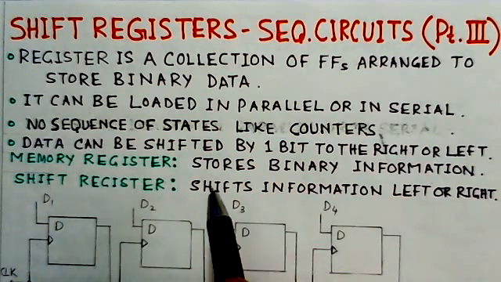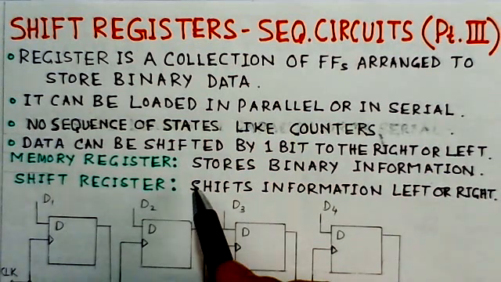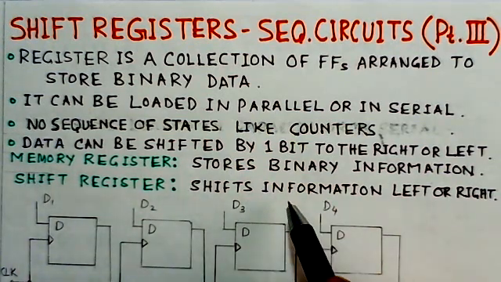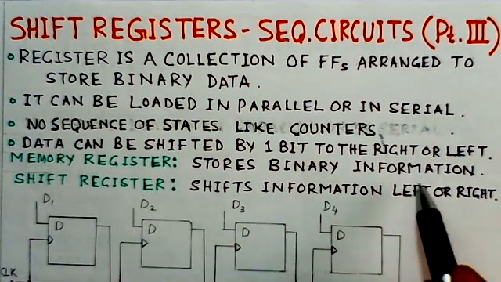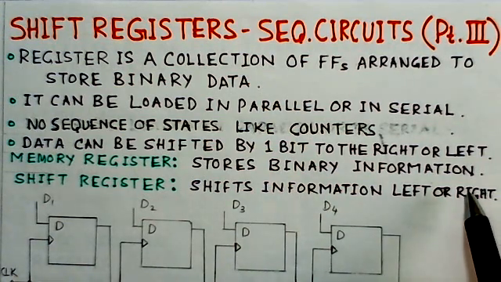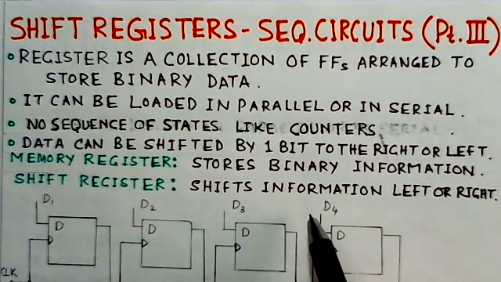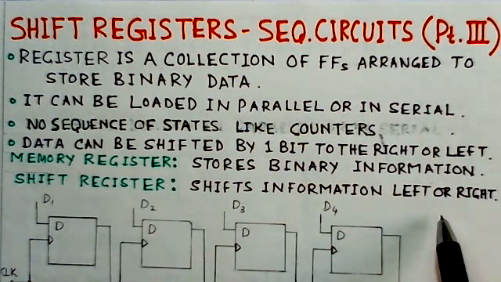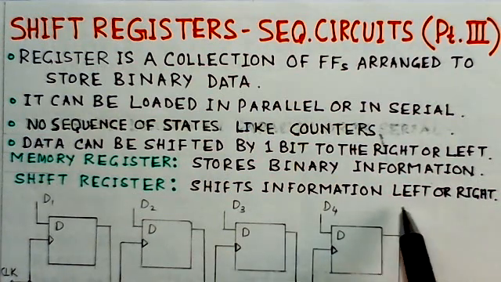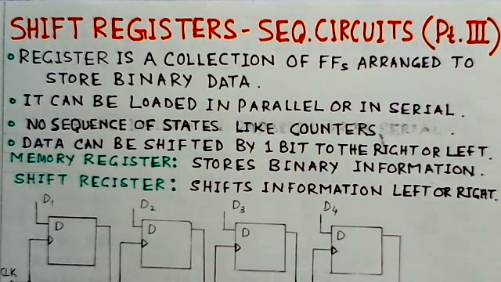Then there are registers of the type like memory register. A memory register is the register which stores the binary information, and shift registers are the registers that shift the information from left to right or right to left.